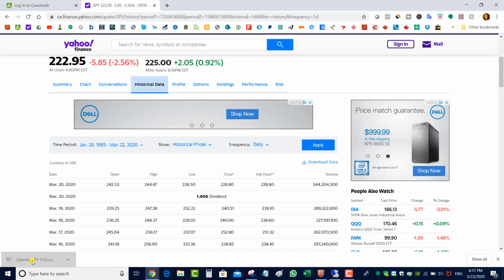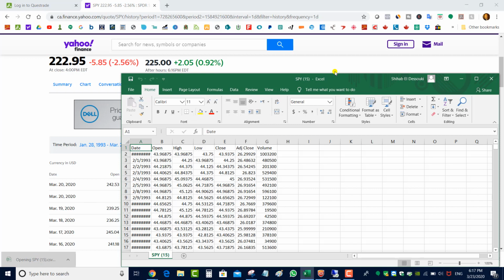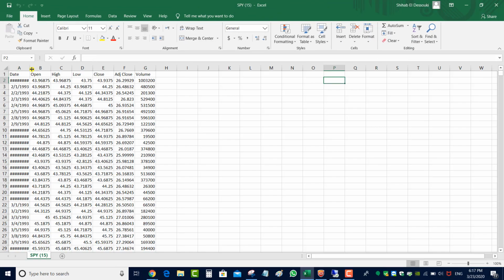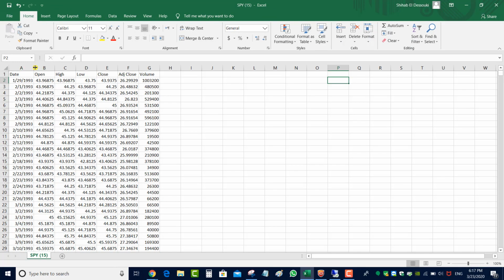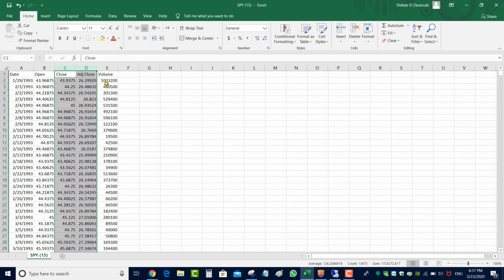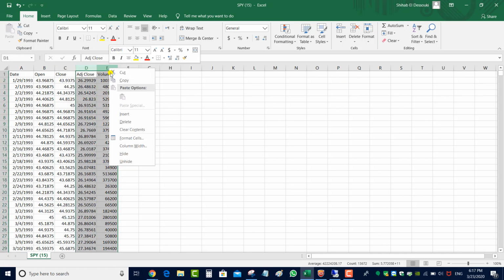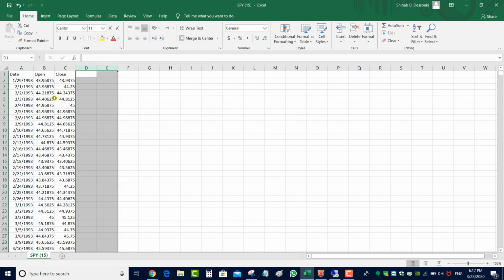All right, so now I'm going to open the Excel spreadsheet, and let me explain what I'm doing here. So I have all the daily prices of the SPY from 1993. What I'm going to compare is open and close. Here's what I want to compare. I want to compare what is the difference. What is the movement of the SPY from opening to close on average since 1993?